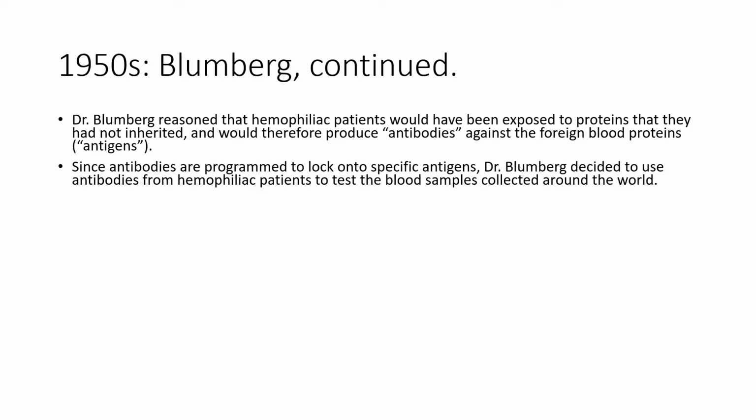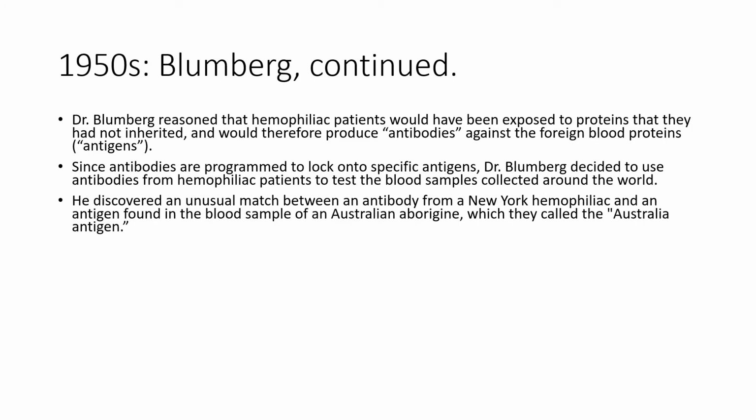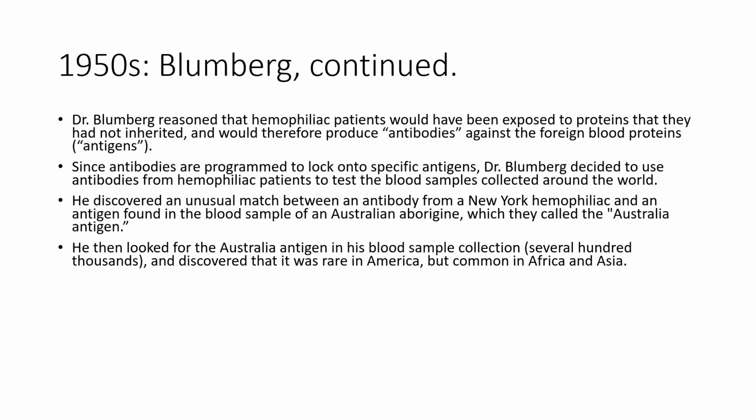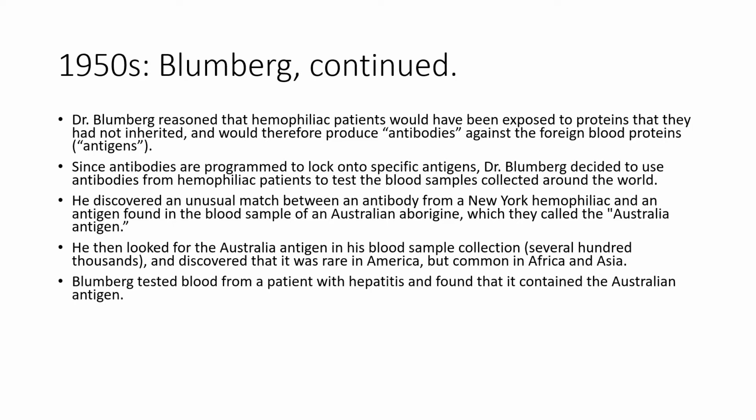Now, since antibodies are programmed to lock onto specific antigens, Dr. Blumberg decided to use antibodies from hemophiliac patients essentially to test blood samples collected around the world. And what he discovered was an unusual match between an antibody from a New York hemophiliac and an antigen found in a blood sample of an Australian Aborigine, which they called the Australia antigen. Then he looked for the Australia antigen in his blood sample collection and discovered that it was rare in America, but it was common in Africa and Asia.